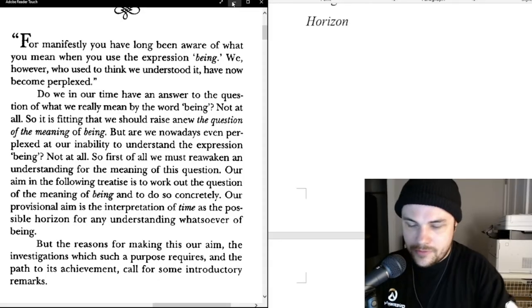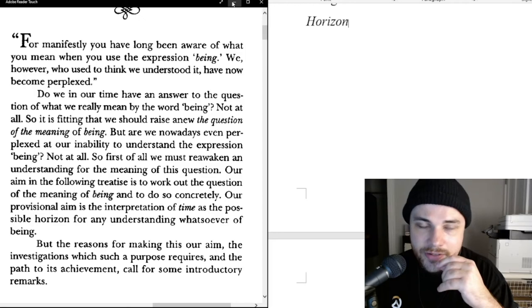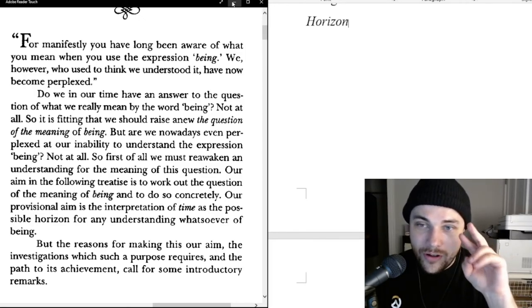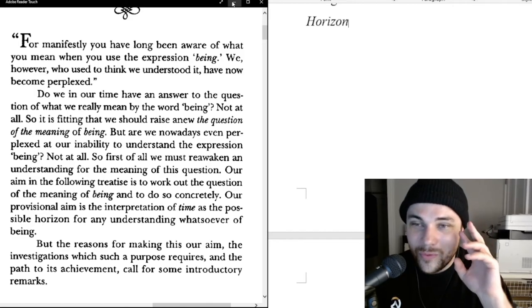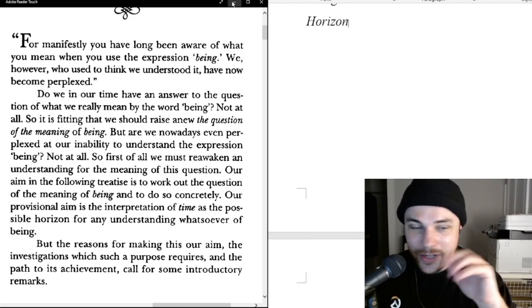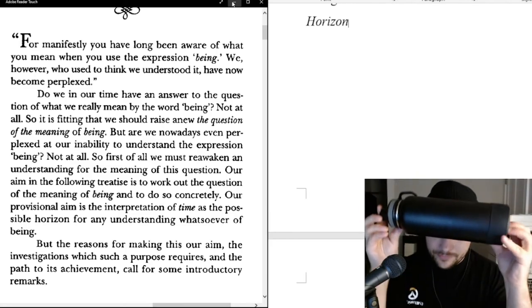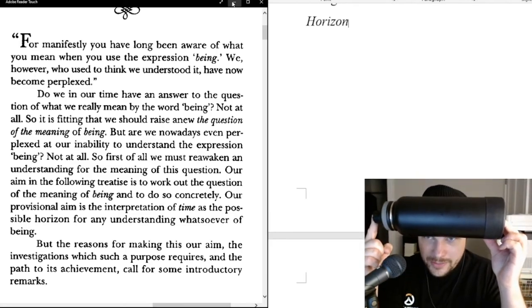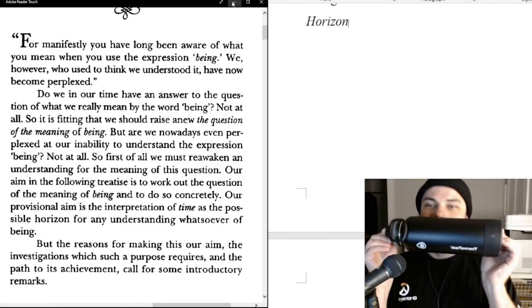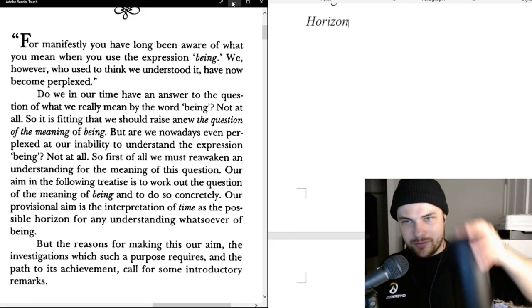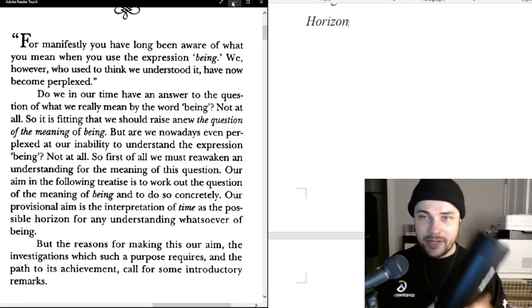Now, for Husserl, the horizon is something like the set of all possible ways in which a phenomenon might appear. So take this water bottle, for example. Here's a way it might appear. Here's a way it might appear with the thing on the front. Here's a way it might appear. Here's a way it might appear.